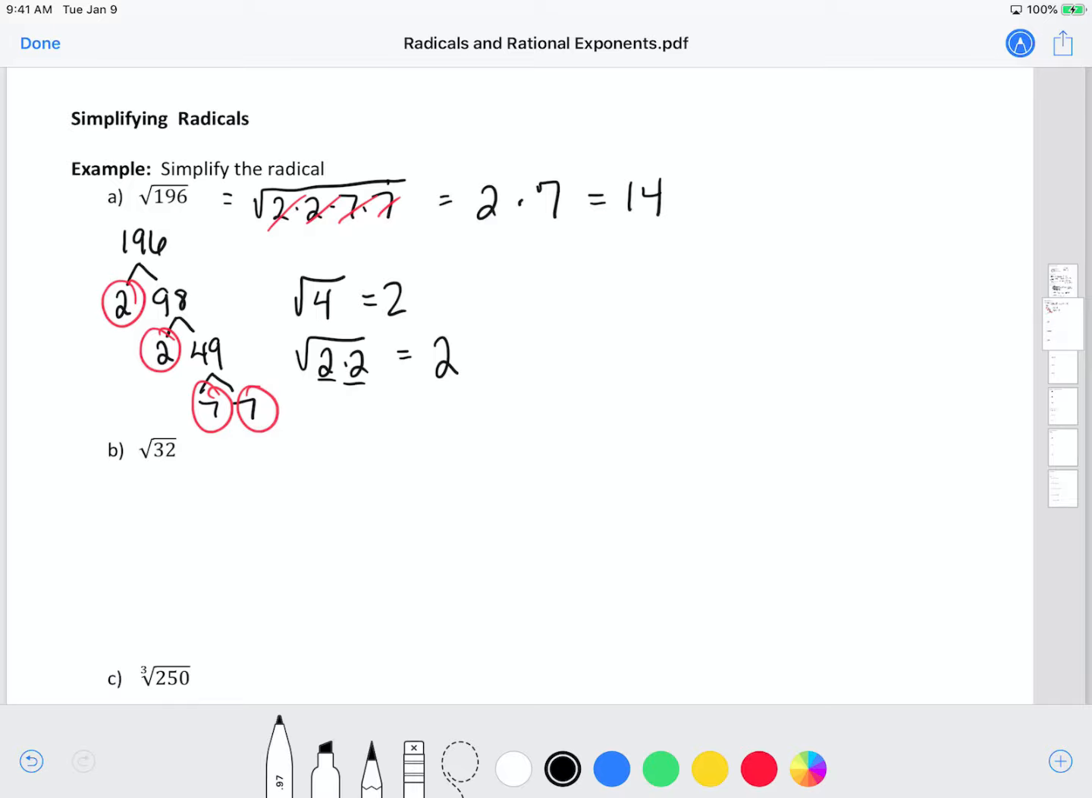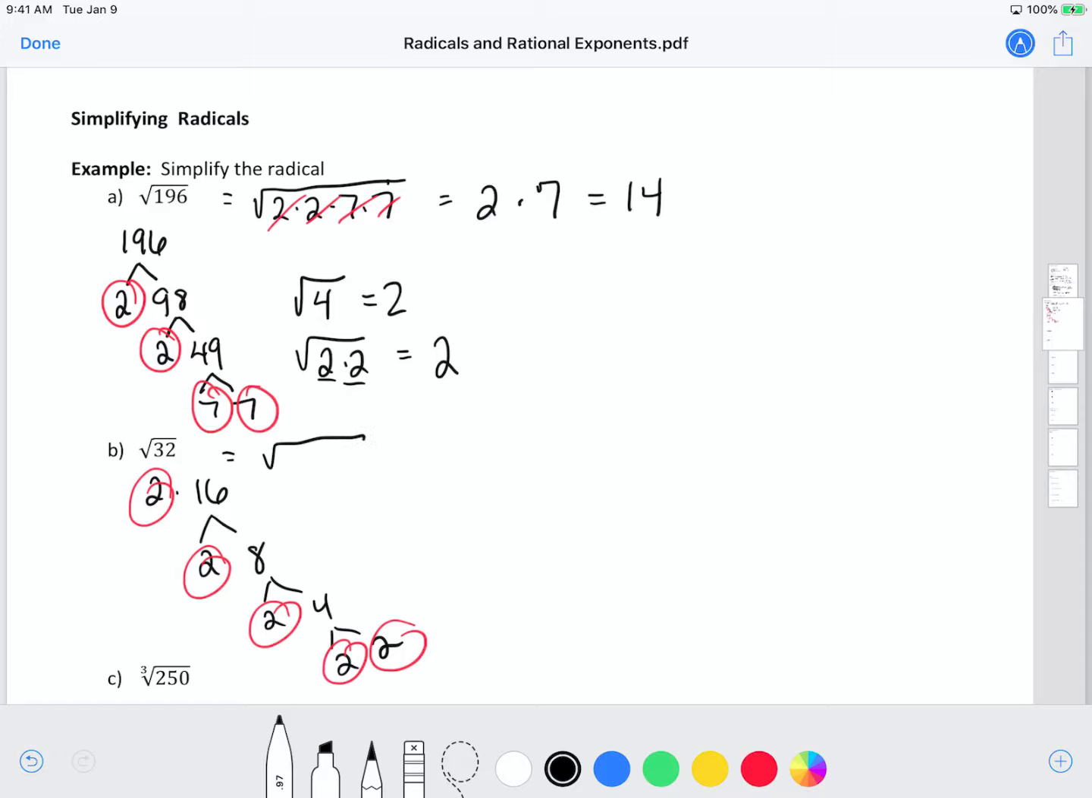Here's an example where it doesn't work out even. 32, we're going to break it down into our factor tree. 32 can be written as 2 times 16. And then 16 can still break down into 2 times 8. 8 can be broken down into 2 times 4. And 4 can be broken down into 2 times 2. So I have 1, 2, 3, 4, 5 2's. So I can rewrite 32 as 2 times 2 times 2 times 2 times 2, as 5 2's.